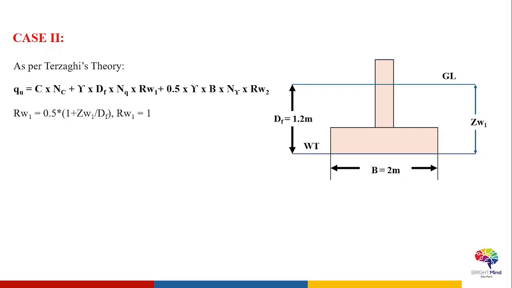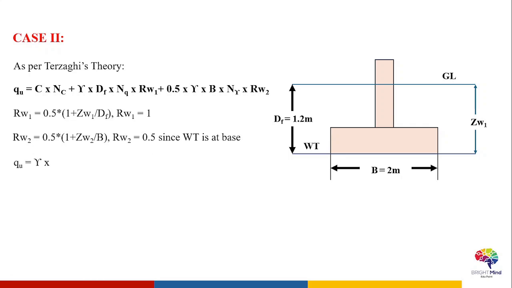In this case, RW1 value will be considered as 1 because water table is exactly at the base of the footing, and the soil above the base of the footing has no influence of the water table. So that's why RW1 value will be considered as 1, and RW2 value will be considered as 0.5 because the water table is exactly at the base of the footing. So ZW term becomes 0 and RW2 comes out as 0.5.